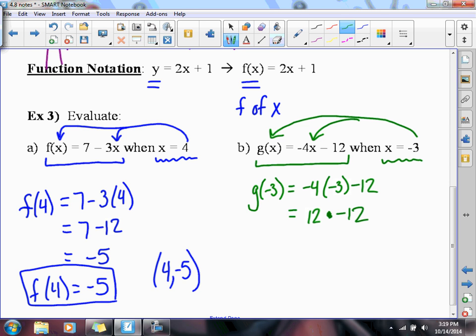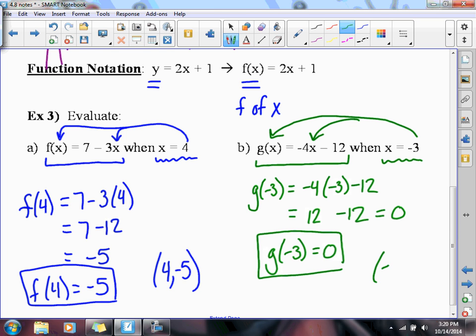Let me get rid of that little scribble there because it kind of looks like a times. Okay, so it's 12 minus 12, which will be 0. So that means g of negative 3 is 0. So that's your answer when you evaluate the function. And again, what that means is if you put -3 into the function, you get 0 out. So the ordered pair, (-3, 0), is on the graph of that line.